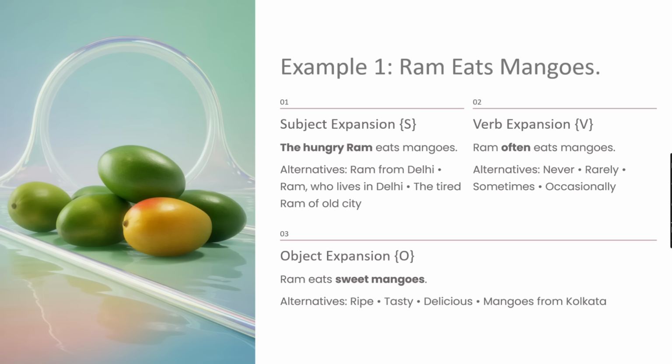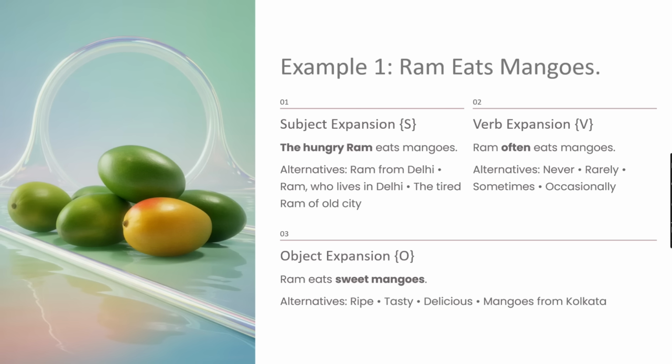So let's enhance and modify this sentence so that you clearly see how easy and how smooth it is to build, layer and enhance sentences. First, let's expand the subject. The root sentence is Ram eats mango. But when we do subject expansion, I have added: the hungry Ram eats mango. While I have added the hungry Ram eats mango, you can add other alternatives as well, depending on your context and what you want out of the subject.